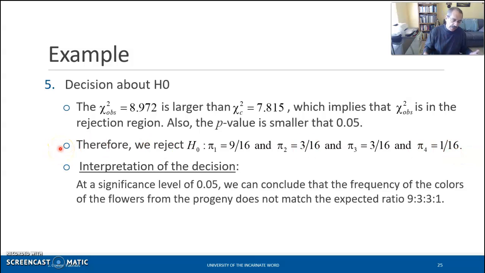So the interpretation of this decision would be that at a significance level of 0.05, we can conclude that the frequency of the colors of the flowers from the progeny does not match the expected ratio of 9:3:3:1. And more specifically, it doesn't match at least one of the hypothesized probabilities of success. So you could also say it that way.